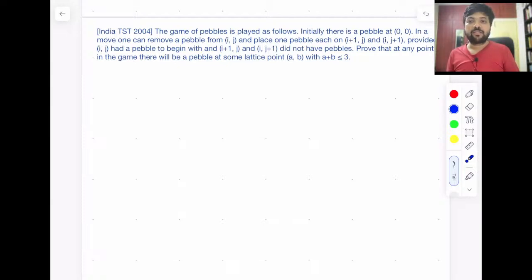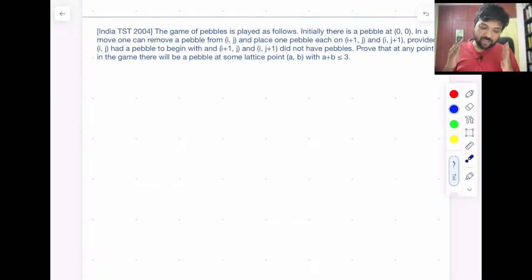So wait, I didn't upload it on the channel? Rishan is asking. I thought I uploaded a problem on the channel as a community post. Yeah, I uploaded it as a community post. Prove that at any point in the game there will be a pebble at some lattice point (a,b) with a plus b less than or equal to 3.